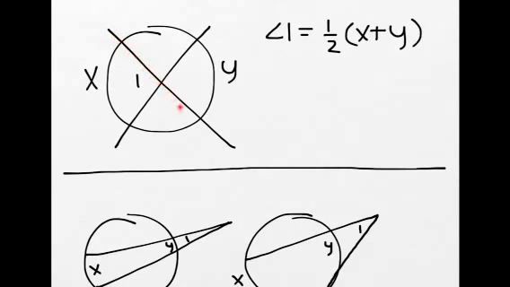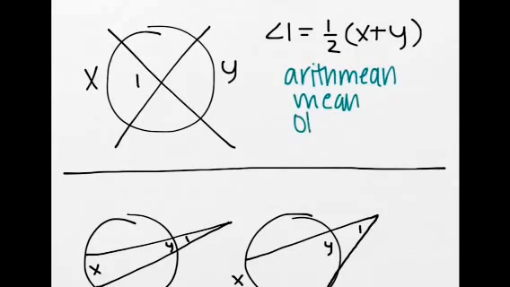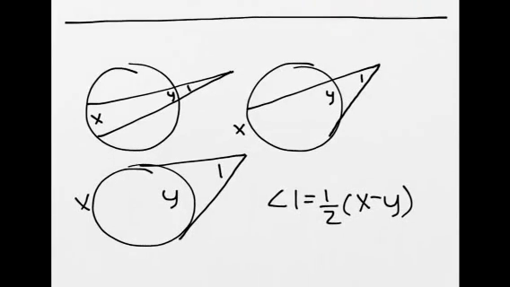So basically, if you have two chords running through the circle, and we want to find the angle 1 right here, for example, angle 1 is equal to half times the measure of x, so this arc measure, plus the measure of y. So it's basically the arithmetic mean of x and y. Okay, now let's move on.